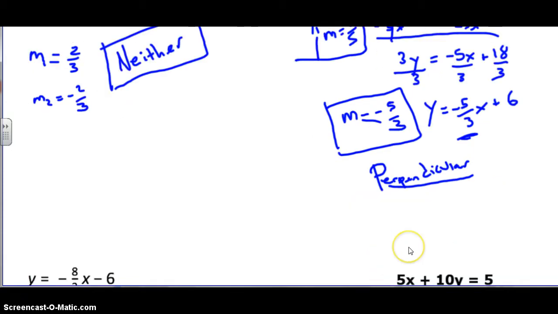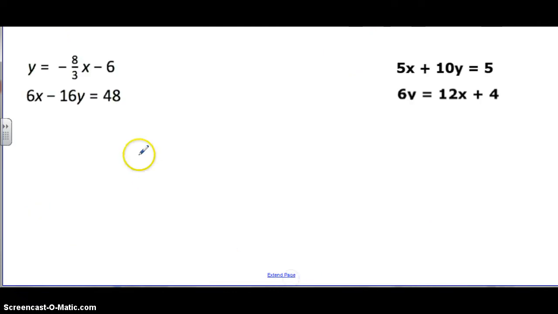Boom. All right, let's take a look at these guys. For this one, once again, I look at the first one. Can I tell the slope? Yes, because it's in y equals mx plus b form. So the slope of the first one is equal to -8/3. It's just that number in front of x. For the second one, once again, it's not in the right form, so I have to put it into y equals mx plus b form. We have to get the 6x out of there first.